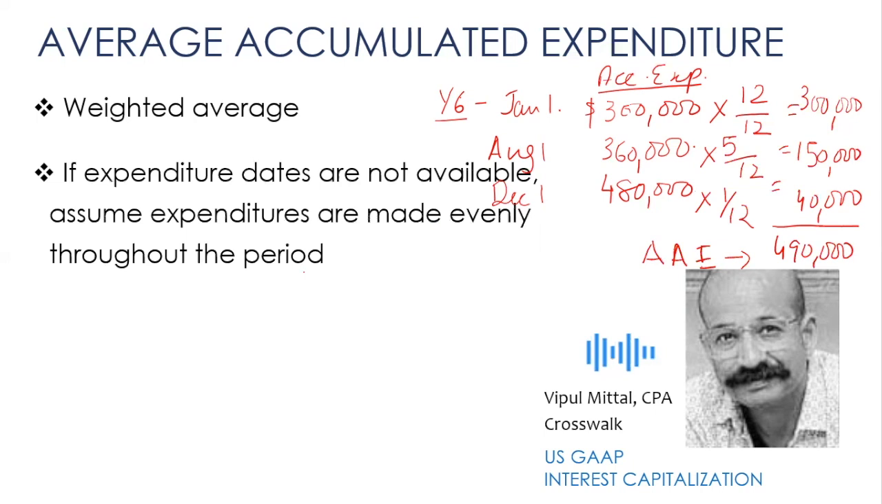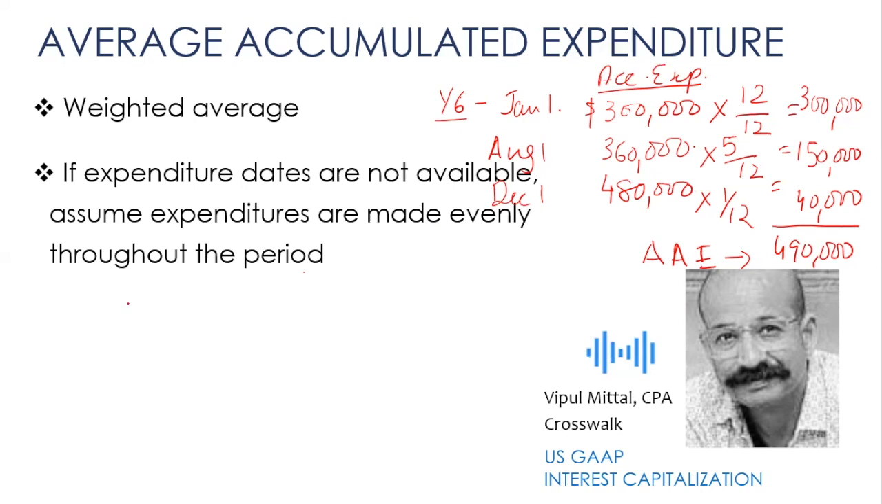But if expenditure dates are not available, so here we know that you have spent $60,000 on August 1, $120,000 on December 1. So we know your expenditure dates and we are able to calculate average accumulated expenditure. But if expenditure dates are not available, then we have to assume that expenditures are made evenly throughout the year. So how much have you spent during the year? $180,000. $180,000 you have spent during the year, and it is assumed that it is spent evenly throughout the year.